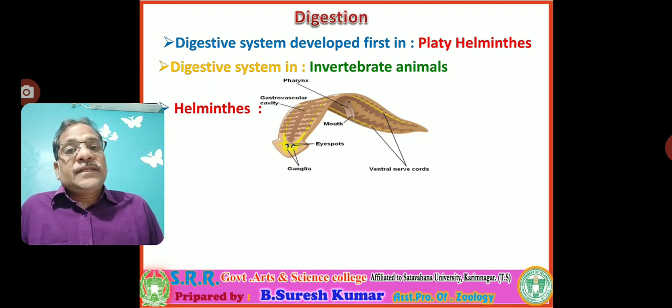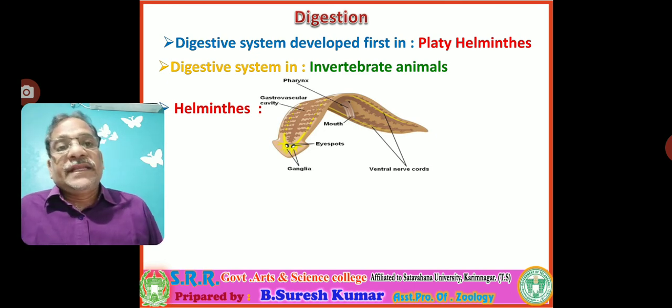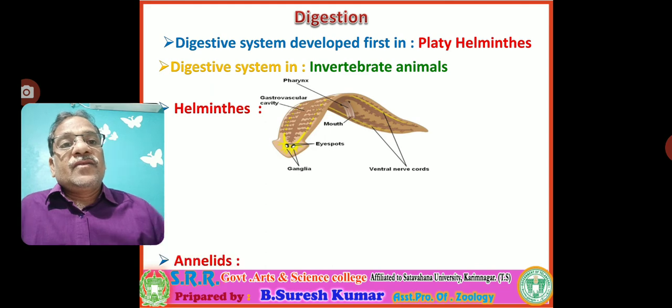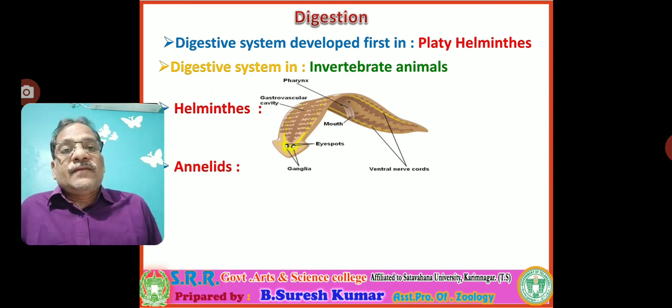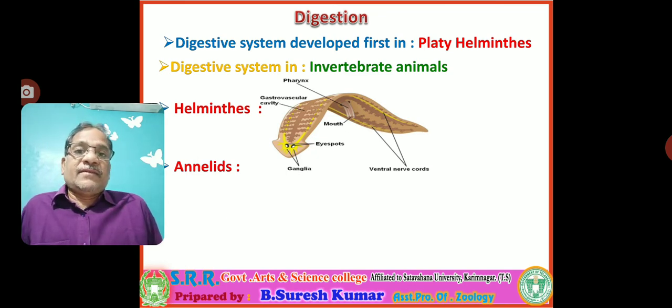Digestive system is present but anal opening is absent. Remember, it is also an important thing. Next, another group of invertebrate phyla: annelids. Nematoda, Ascaris. The Ascaris individuals are more advanced than helminth individuals. They exhibit tube within tube body organization. Prominent mouth is present. First time anal opening is developed in Ascaris.